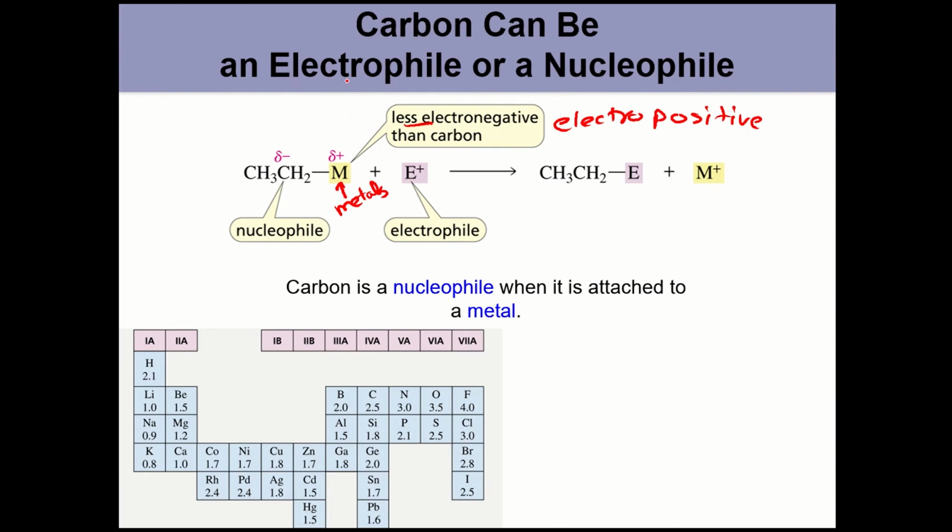So depending on the group you are attaching to the carbon chain, carbon can act either as an electrophile or a nucleophile. If you attach a more electronegative group, it will act as an electrophile. If you attach a metal, meaning a less electronegative group, the carbon can act as a nucleophile.